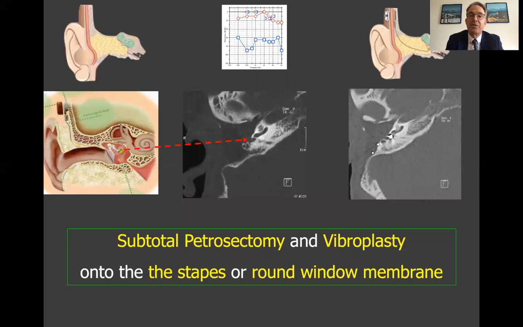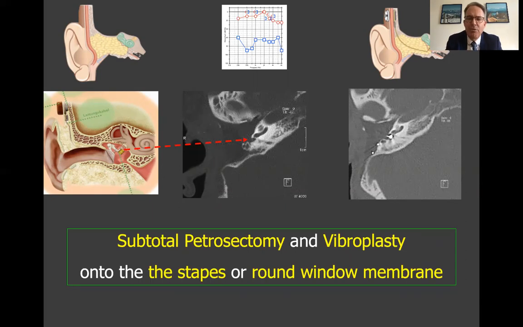Now, if you have preserved inner ear function, of course, you would not plan a cochlear implant. You may do a Baha implantation, but our preferred choice in these situations with properly regained inner ear function is the subtotal petrosectomy with vibroplasty, an active middle ear implant either on the mobile stapes or directly onto the round window.